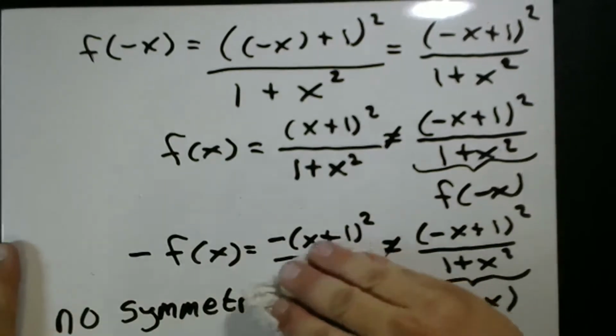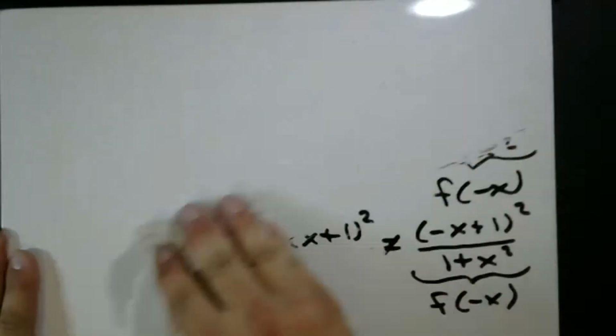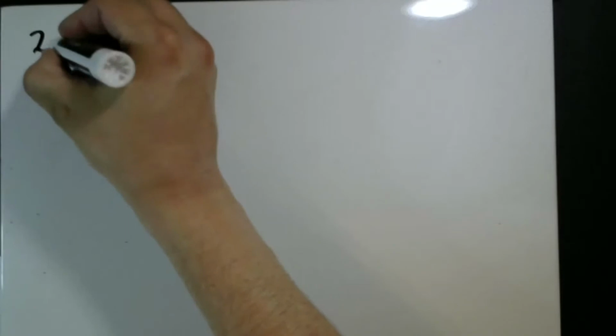So we're not going to have symmetry across the origin. We don't have symmetry across the y-axis, but we do have a domain that's everywhere. Or at least we don't have any evidence of symmetry.